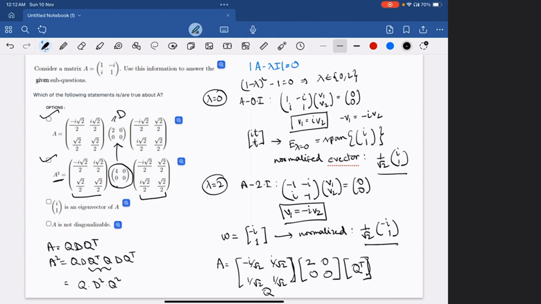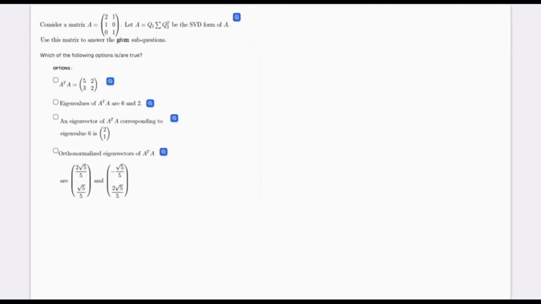Now I1 is an eigenvector of A. This is also true because we've observed here that I1 is an eigenvector. In fact, any multiple of I1, so alpha I1, where alpha is any real number or any complex number, will remain to be an eigenvector of A, right? So this is also correct. The last option says A is not diagonalizable. This is definitely false because we just diagonalized it, right? This is false.